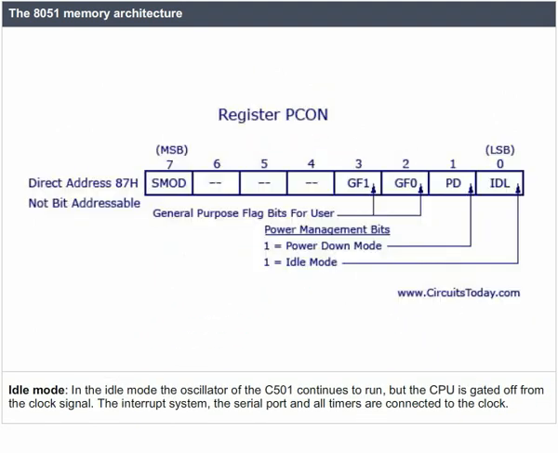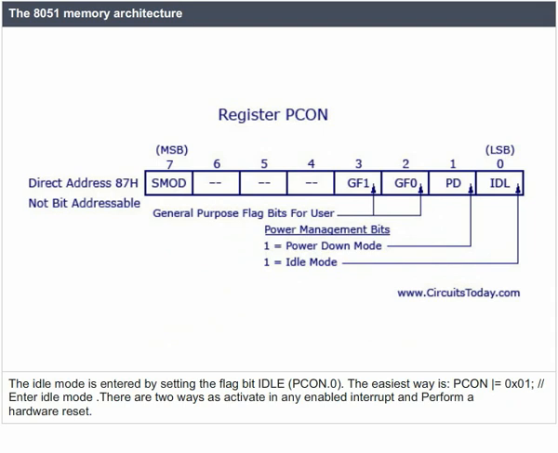Idle mode. In the idle mode, the oscillator of the C501 continues to run, but the CPU is gated off from the clock signal. The interrupt system, the serial port, and all timers are connected to the clock. The idle mode is entered by setting the flag bit idle, PCON.0. The easiest way is PCON = 0x01; // enter idle mode. There are two ways to exit: activate any enabled interrupt, or perform a hardware reset.